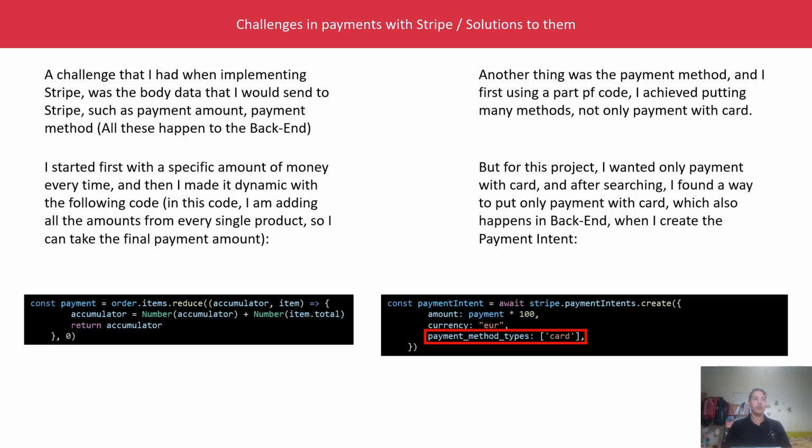Challenges in Stripe were two. The first one was that I wanted to find in the backend the final amount of money that the user has to pay, and to succeed in that I created a reduce which uses an accumulator and calculates the final amount of money. And the second was that I wanted only payment using cards. So I searched on Google, and I found there is a specific option that we can put inside when creating the payment intent, which is payment method types, and we just put card. There are other methods that we can use, but I wanted only payment card.